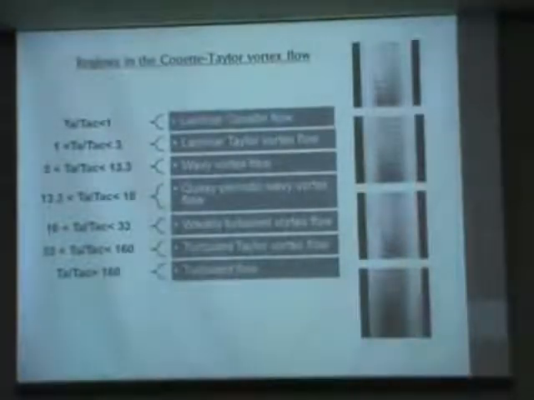In here we can see the regimes inside the Couette-Taylor vortex flow. It goes from laminar Couette flow to turbulent flow, and it depends on the ratio between the Taylor number and the critical Taylor number. The Taylor number depends on the rotation speed and also on the geometry of the system.